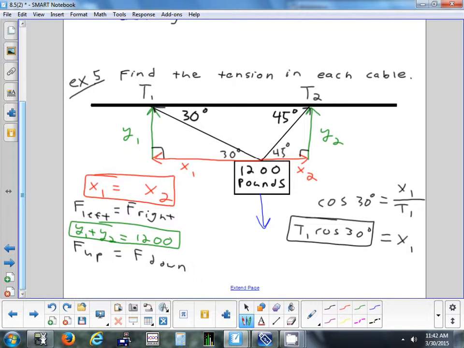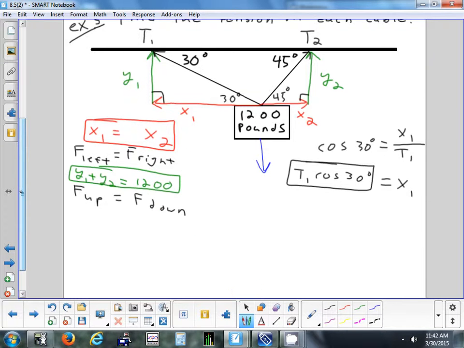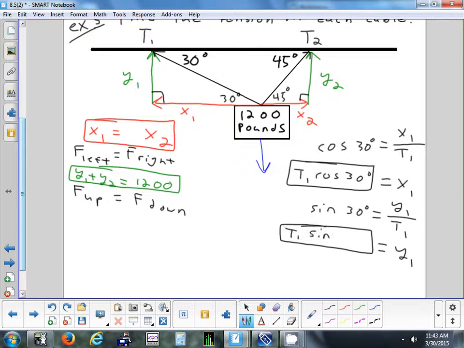Now let's do y1. Brianna, what trig function would I use that would involve the 30 degrees, y1, and T1? Yeah, we're going to use sine. So the sine of 30 equals opposite over hypotenuse. And Darren, if I solve that for y1, what would I get? T1 times sine 30. Yep. And now let's see if we can set the other two up just by following the pattern we had for the first two.